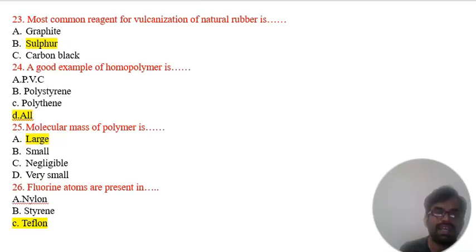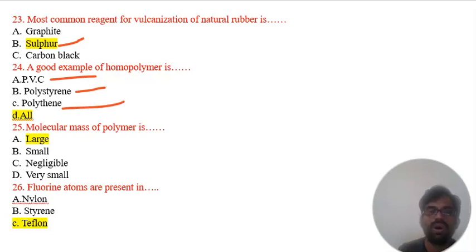Okay. Now you can move to the 23rd bit. The most common reagent for the vulcanization of rubber is dash. So sulfur is the most common reagent used for the vulcanization of natural rubber. This bit is very important and it came in every competitive exam. And the 24th bit: a good example of homopolymers. A homopolymer is PVC, polyvinyl chloride, polystyrene, polyethylene. These all come under homopolymerization, right?